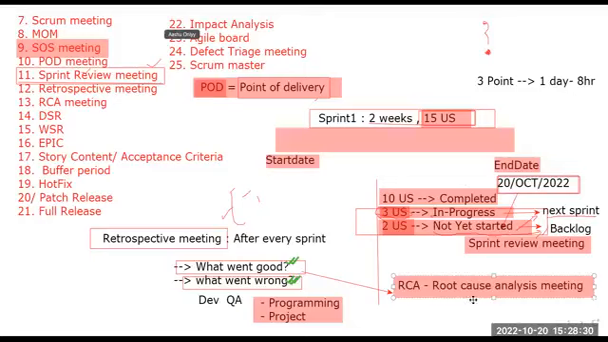Why is this required? Because we want to remove the problem from the root level. Root level means we don't want to repeat the same problem into the next sprint, because after completion of every sprint, a new sprint will begin. So before starting a new sprint, we can improve those problems. For improving this problem, we can have this RCA meeting, root cause analysis. We want to remove the problem from the root level, so it will not repeat again in future sprints.